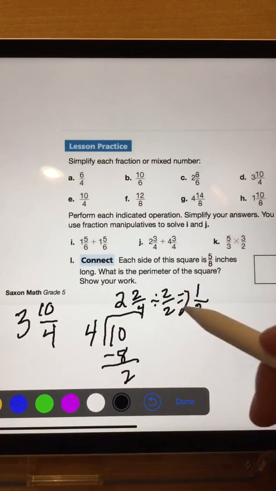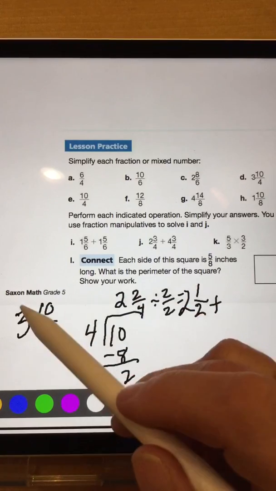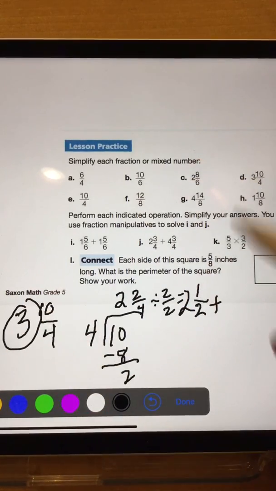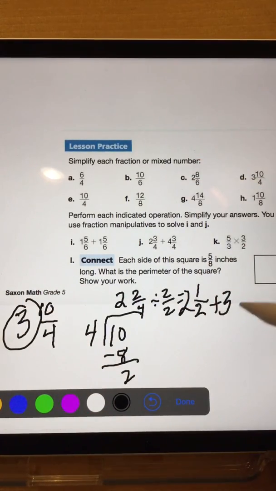So we have our 2 1/2, plus we can't forget about our 3 over here. Do not forget about your 3 when you are doing your work. And this becomes 5 1/2, correct?